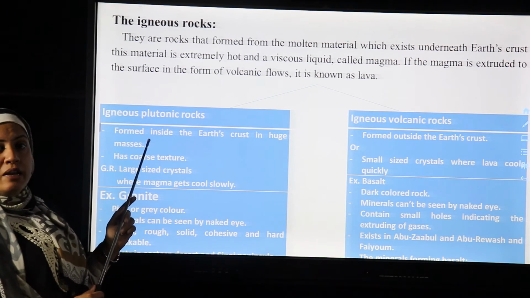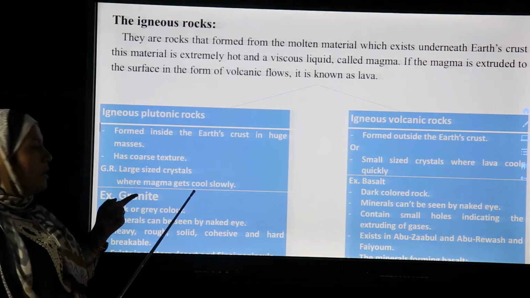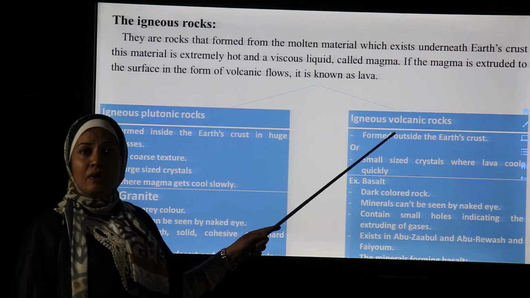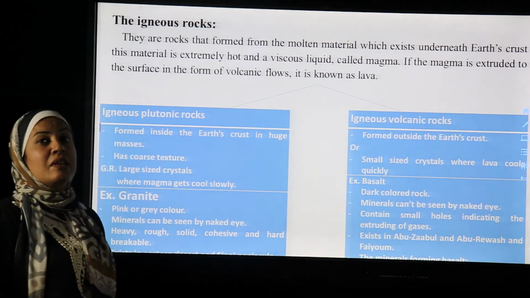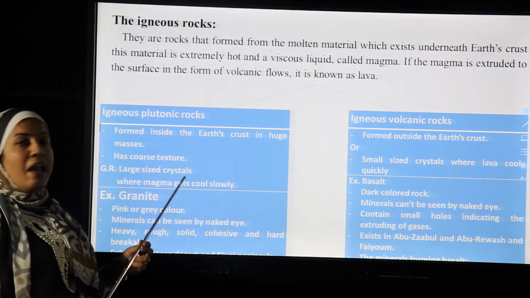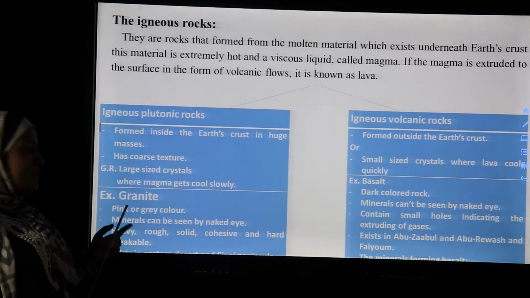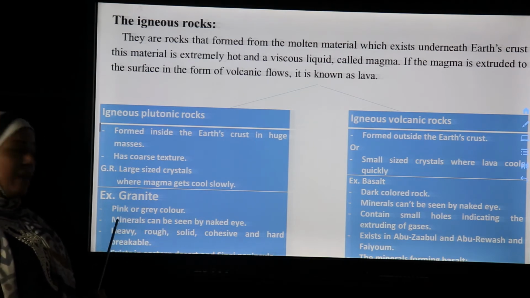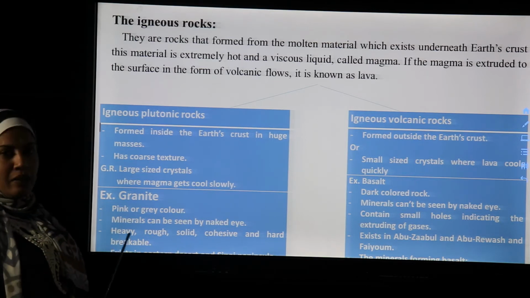The igneous plutonic rocks have large-sized crystals, where the magma cools slowly, and have a coarse texture. But the igneous volcanic rocks have small-sized crystals, where the magma cooled quickly because it's extruded outside the Earth's crust. I have two examples. The first, of the igneous plutonic rocks, is granite. Granite is pink or gray in color, and minerals can be seen by the naked eye, and it is heavy, rough, solid, cohesive, and hard, but breakable.